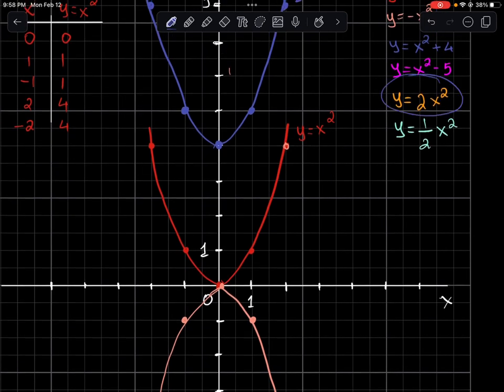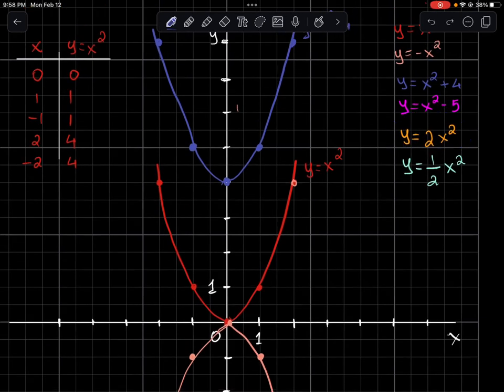Y equals 2x squared. First of all, is it an x transformation or a y transformation? Horizontal or vertical? It's not horizontal. It would be horizontal if there was a parenthesis here, which would mean the 2 was associated directly to x. That would modify things left and right. Because it's not associated directly to x, it's a vertical transformation.